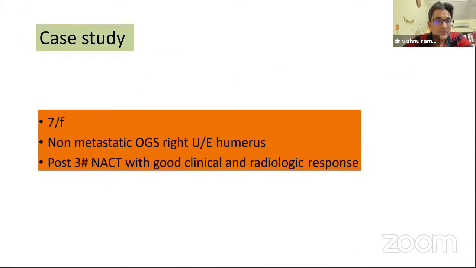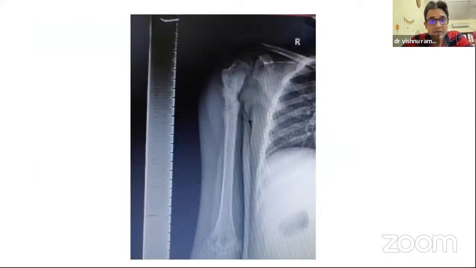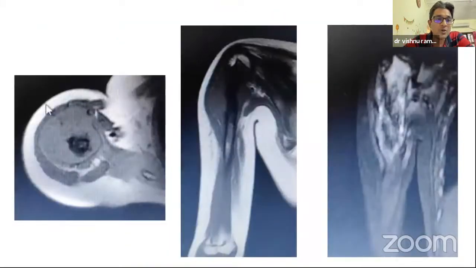Next slide. In this case study, we have a seven-year-old female with non-metastatic osteosarcoma of the upper end of the humerus. She is post three cycles of neoadjuvant chemotherapy with good clinical and radiological response. This is the X-ray showing a sclerotic lesion in the metadiaphysis. This is the MRI showing a soft tissue mass which also involves the deltoid, so this patient will require a deltoid resection as well.